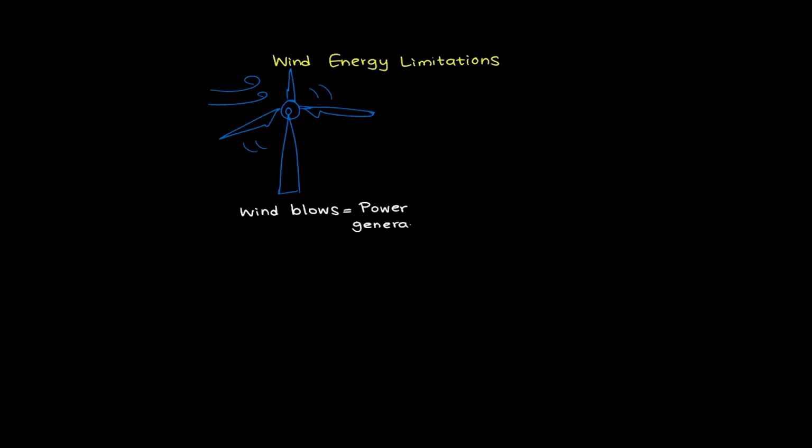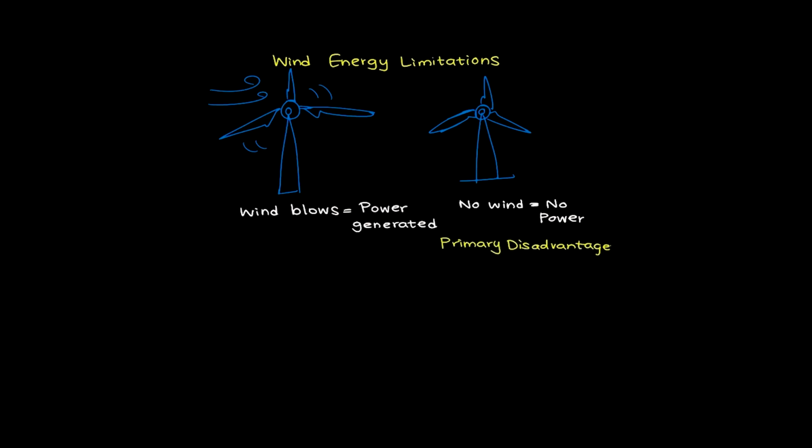Wind turbines spin when wind blows, generating electricity. Clean, renewable, no emissions during operation. The limitation? Wind doesn't blow constantly. Sometimes it's calm. No wind means no spinning means no power. This intermittency is wind energy's primary disadvantage. You can't schedule when the wind blows, so you can't guarantee consistent power output.